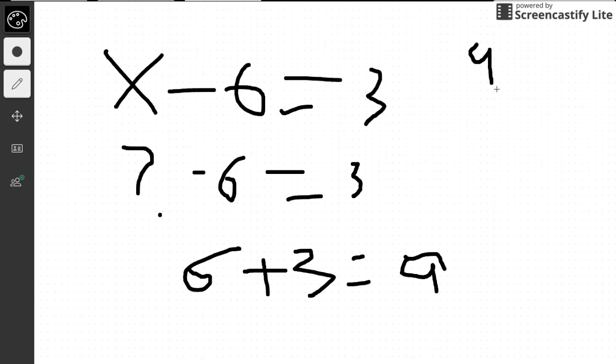So 9 minus 6 equals 3. And that is correct. So we checked our answer by doing it backwards.